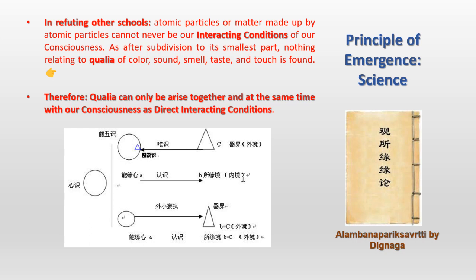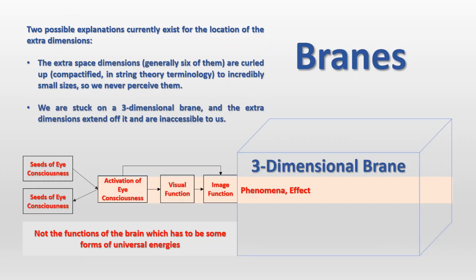The views of other schools are similar to the current view of science, which is called the emergence principle. But to date, nobody knows how qualia can emerge. Hence, he concluded that qualia can only arise at the same time and together as interacting conditions for our consciousness. He called it direct interacting conditions. This brings us to brane, a critical object in string theory.